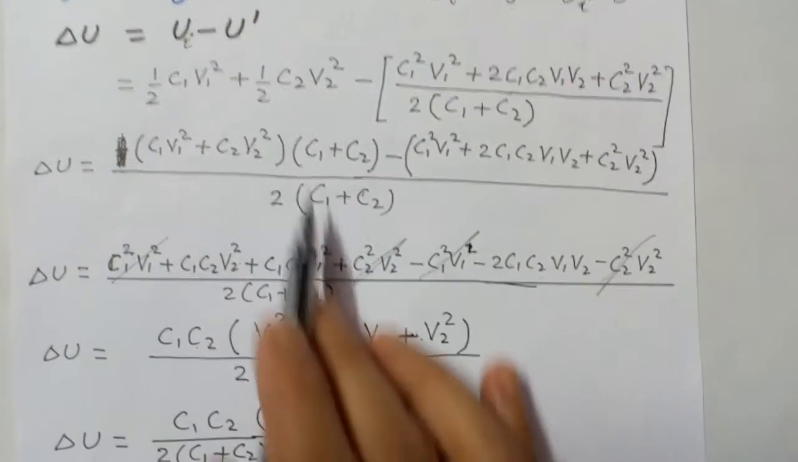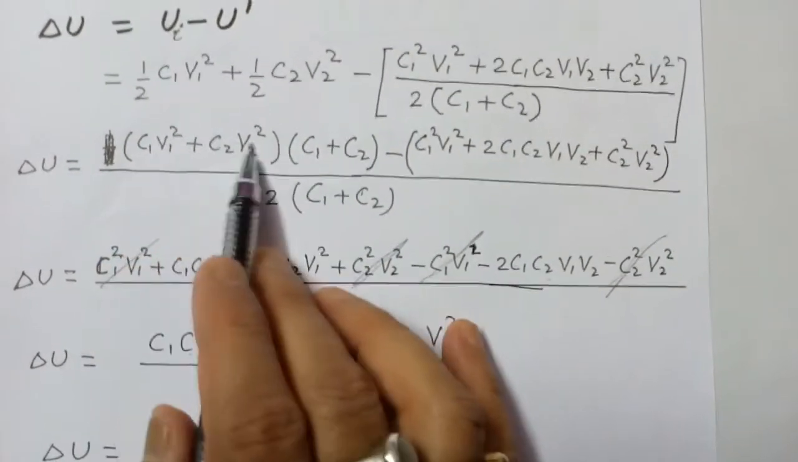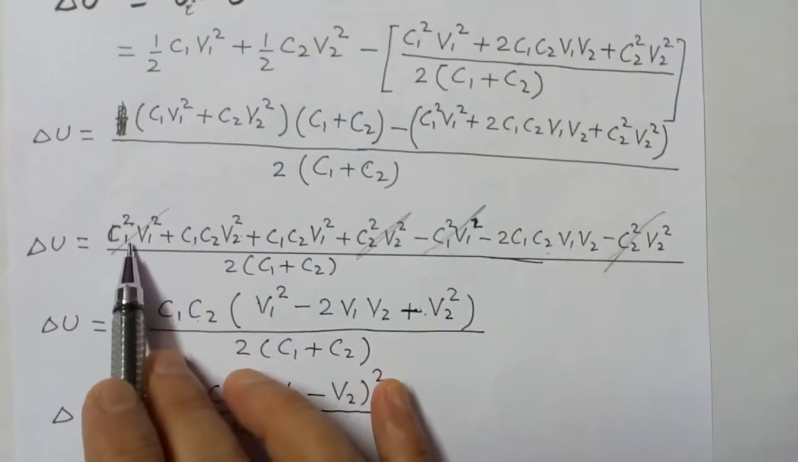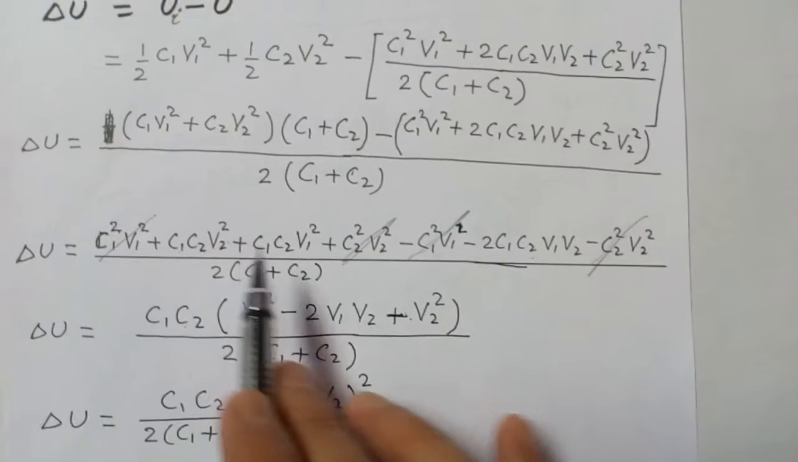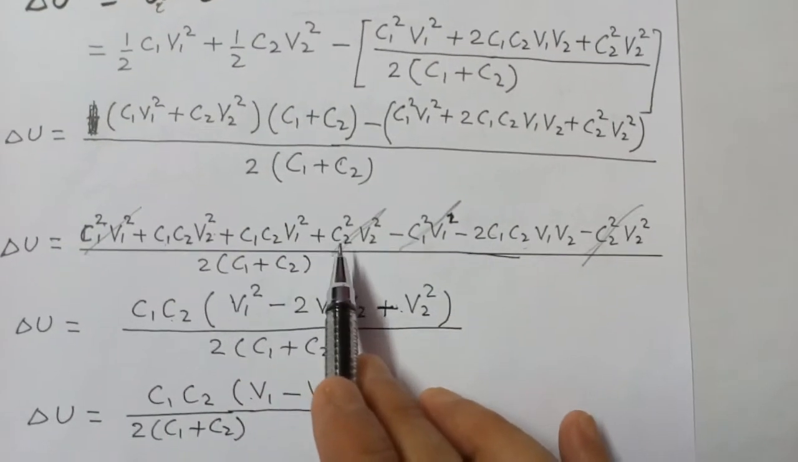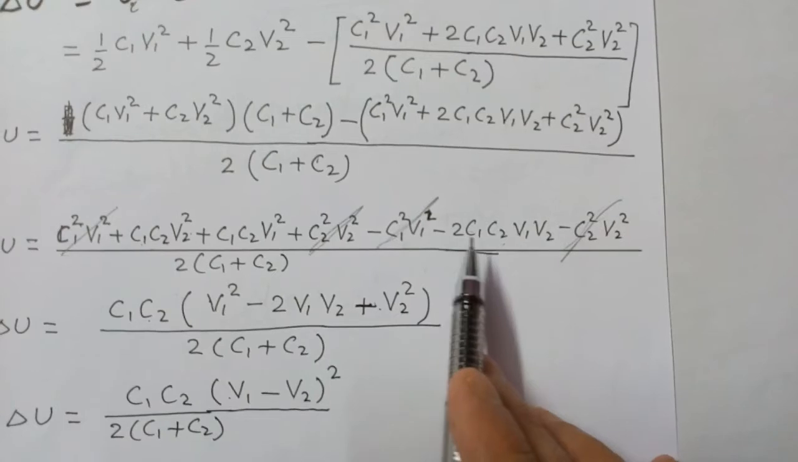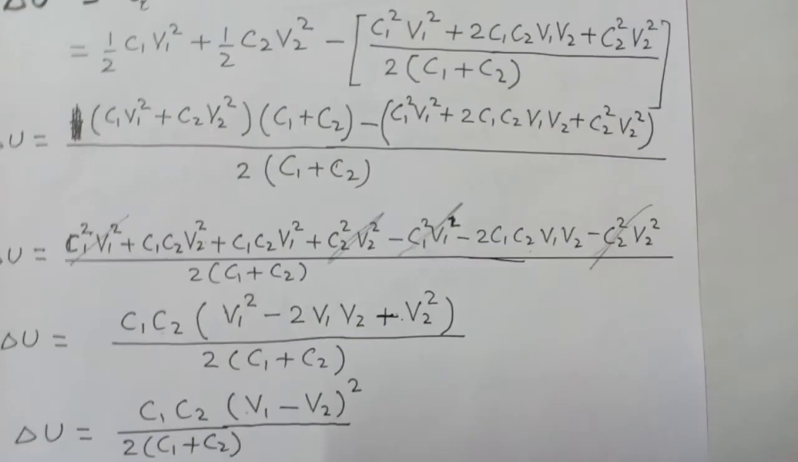Now open the bracket and multiply this C1 plus C2 to this expression in the bracket. We will get C1 square V1 square plus C1 C2 V2 square plus C1 C2 V1 square plus C2 square V2 square minus C1 square V1 square minus 2 C1 C2 V1 V2 minus C2 square V2 square.